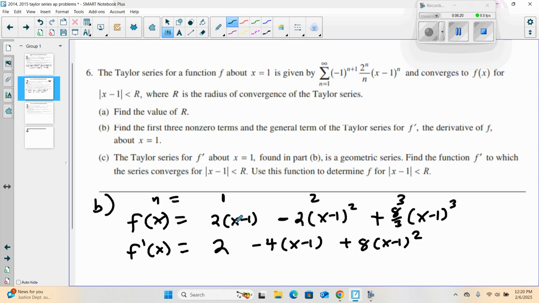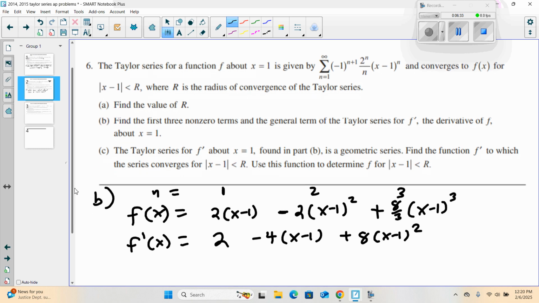And one way to get that is by just taking the first 3 terms of f and differentiating each one. Okay, we also need to find the general term. So I'll show you 2 different ways to think about the general term.